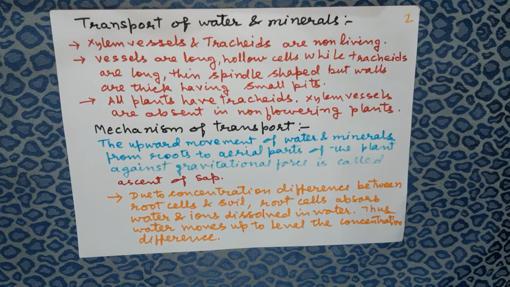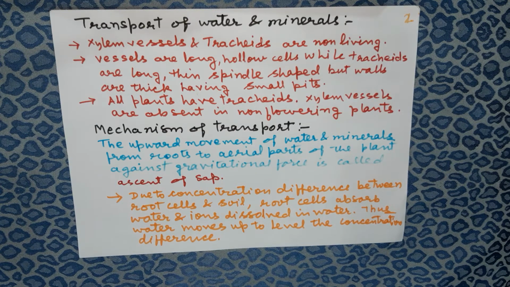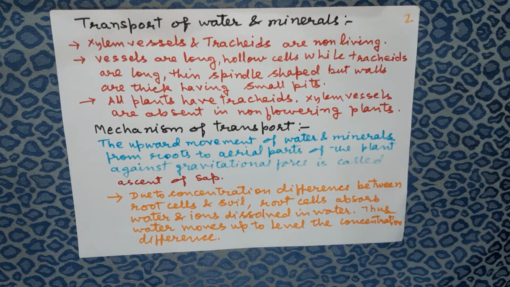So you should know what is ascent of sap. Ascent is ASCENT. Sap is here water as well as dissolved minerals which are obtained from the soil. So this way upward movement takes place. This is called ascent of sap.